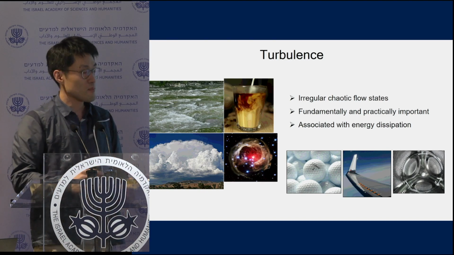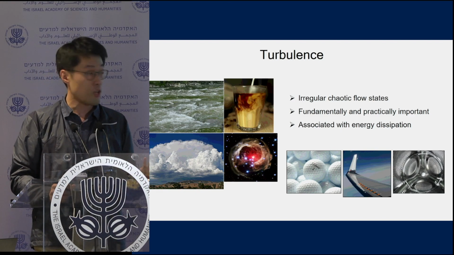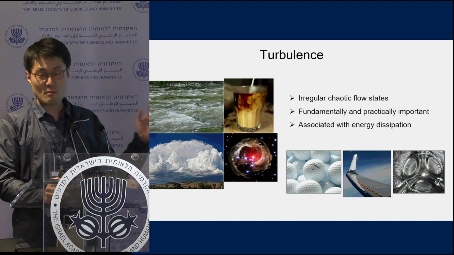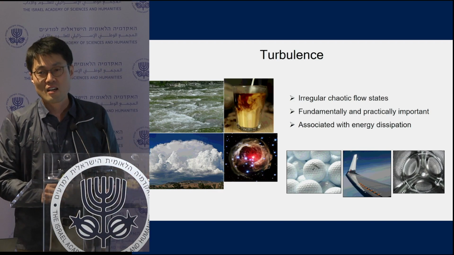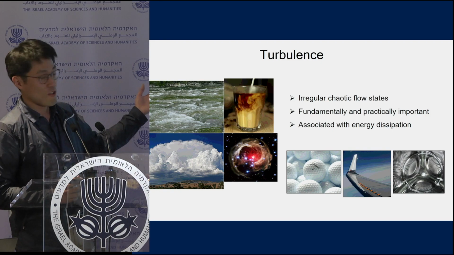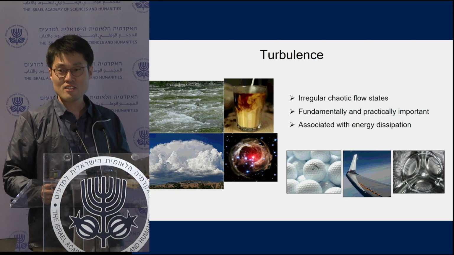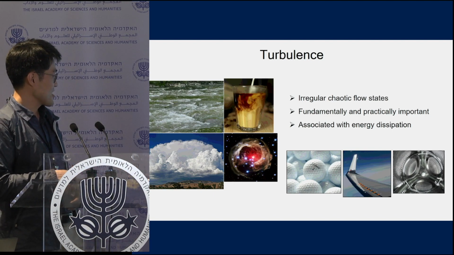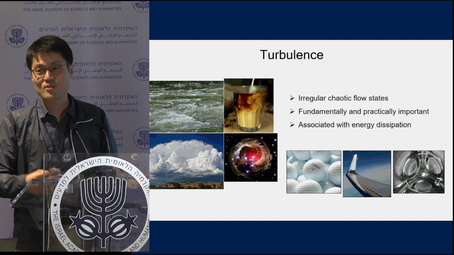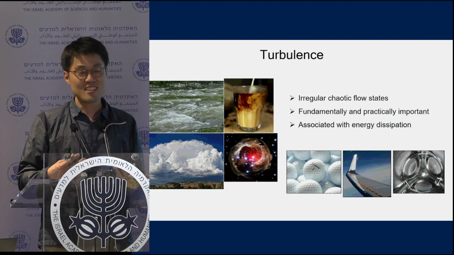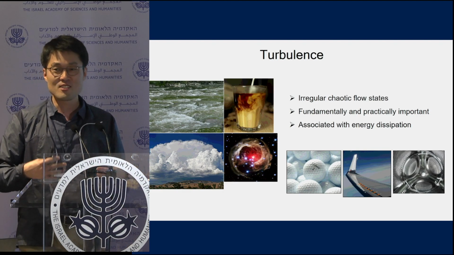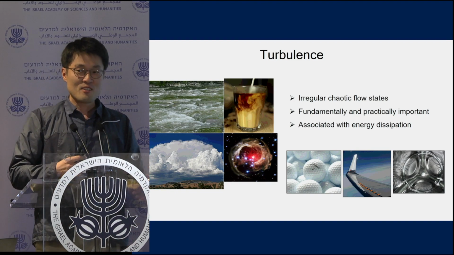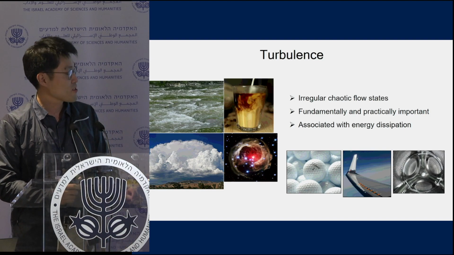Okay, turbulence is basically an irregular, chaotic flow state. So it's very complicated. Sometimes it's so complicated it's beyond our understanding. But for me, when I look at turbulence, it looks very natural. And also sometimes it looks beautiful, like the clouds and the nebulae in the universe. We attempt to understand it, right? And we want to describe it with whatever language we have. So it's a very intriguing and fundamentally important issue.